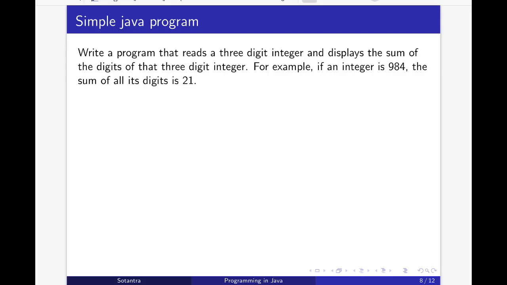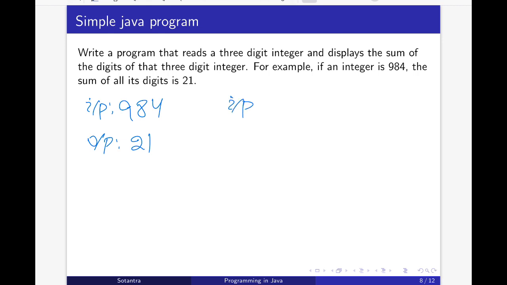And now we will write another program that reads a 3-digit integer and displays the sum of the digits of that 3-digit integer. Suppose for example the number is 984. Then if we input 984, the program is going to display the sum of the digits, that is 9 plus 8 plus 4, it is equal to 21. So if it is input, the output should be 21.